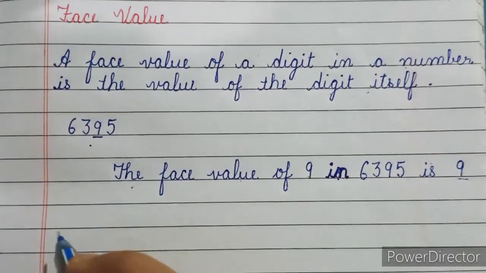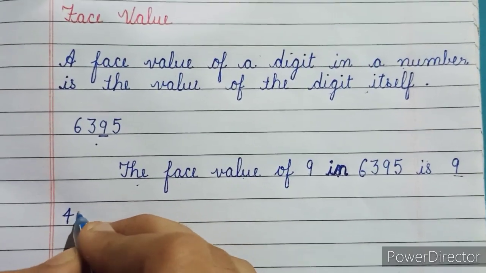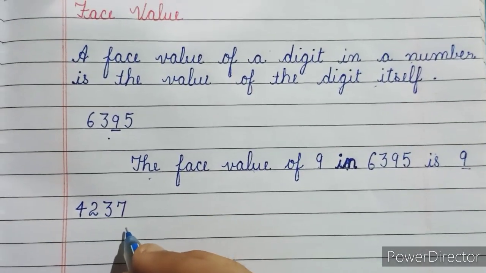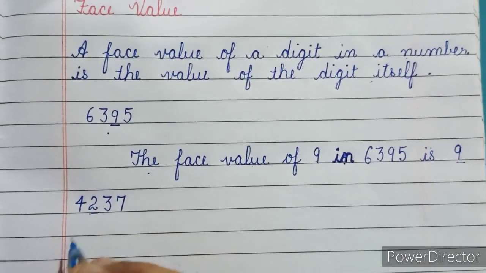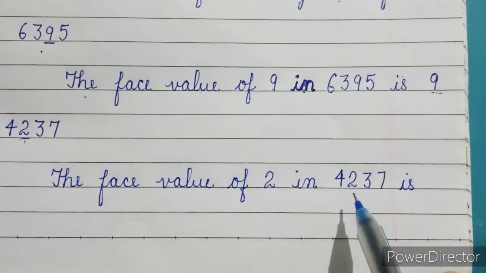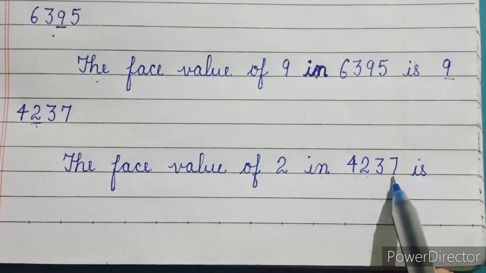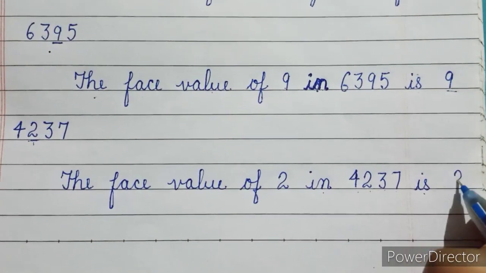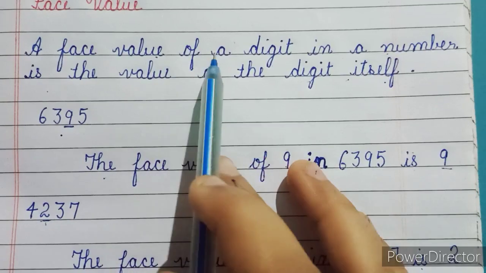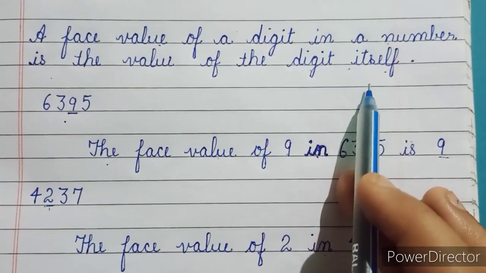Another example, 4,237. Children, the face value of 2 in 4,237 is 2, because the face value of a digit in a number is the value of the digit itself. Clear?